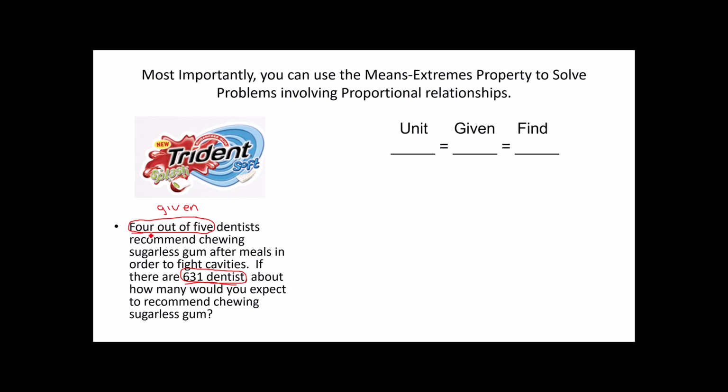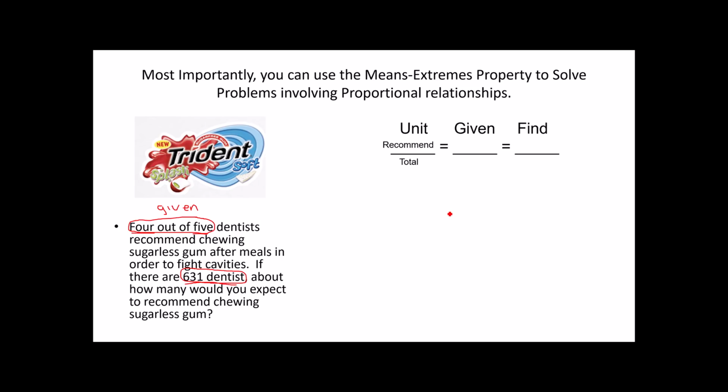In this case, the problem says 4 out of 5 dentists recommend chewing sugarless gum. So I know at least one of those things is who recommends chewing sugarless gum. The other thing I realize is since it used the expression out of, I know that this is a recommendation out of a total number of dentists. Now, most teachers do not require you to write this ratio. However, I find it very helpful because when I get over here, I'm going to have to make sure that the number that recommends stays on top and the total number of dentists stays on bottom.